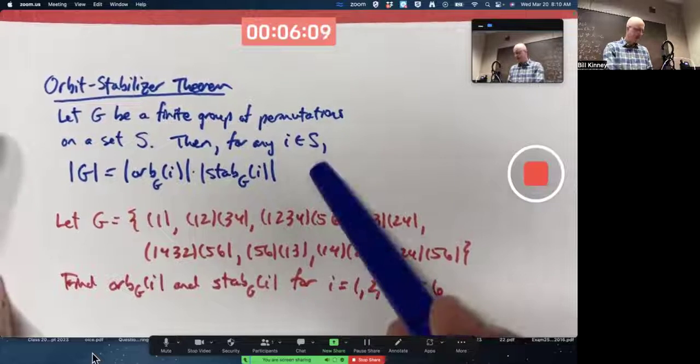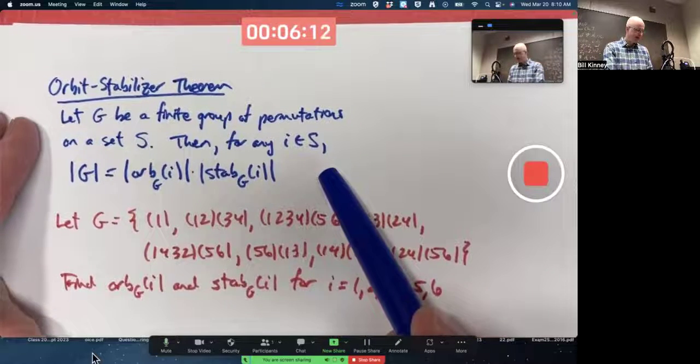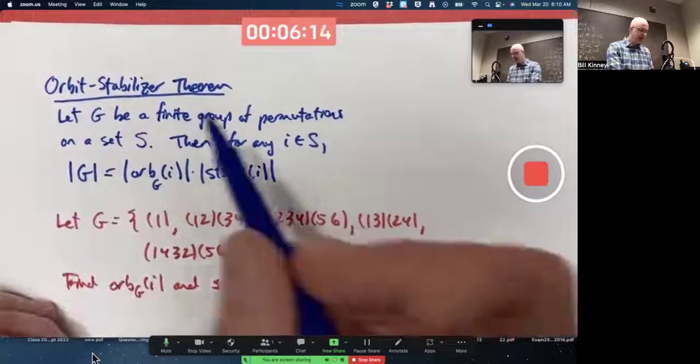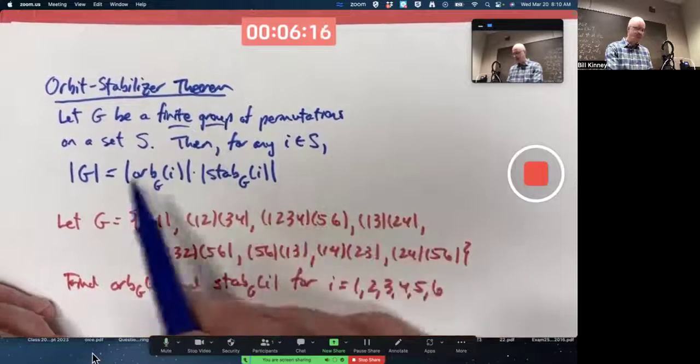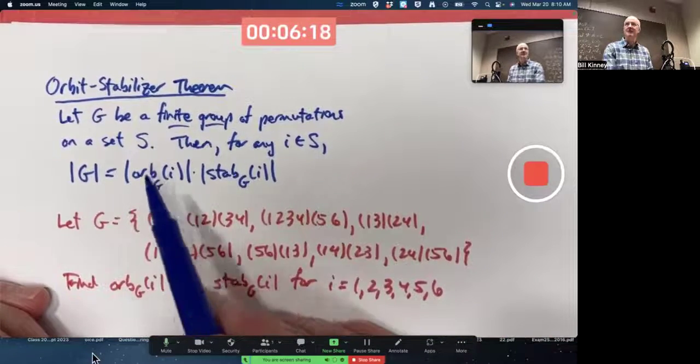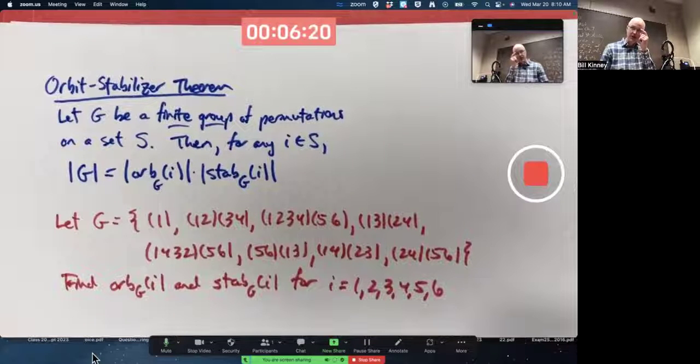What's the statement of the Orbit-Stabilizer Theorem? Let G be a finite group of permutations on a set S. So G itself consists of permutations of S. Note that S itself is not necessarily finite.